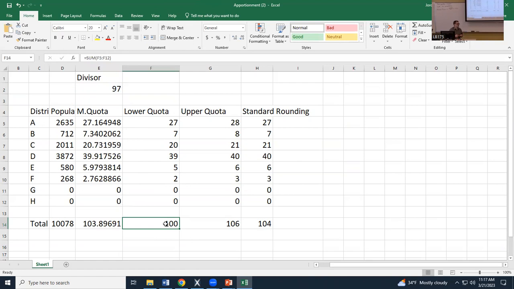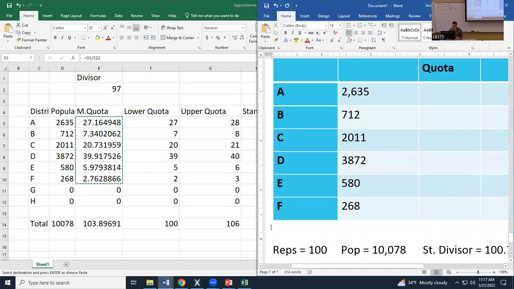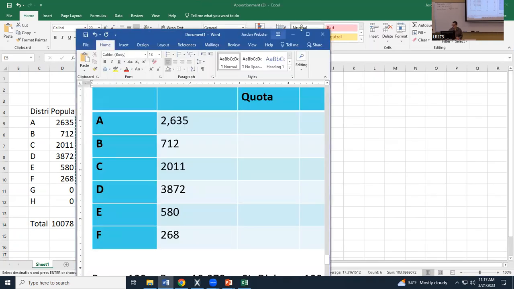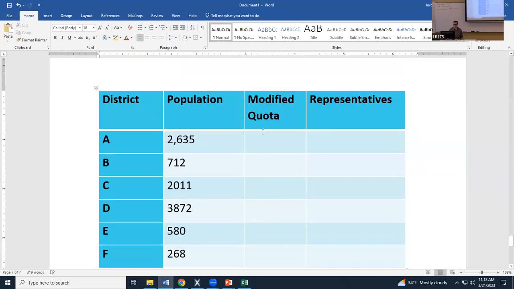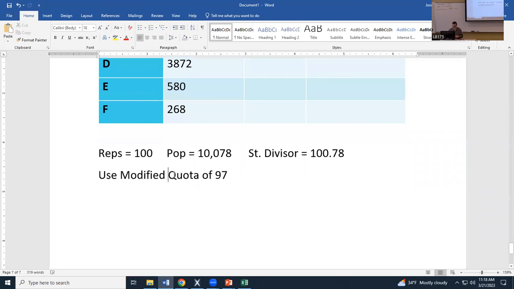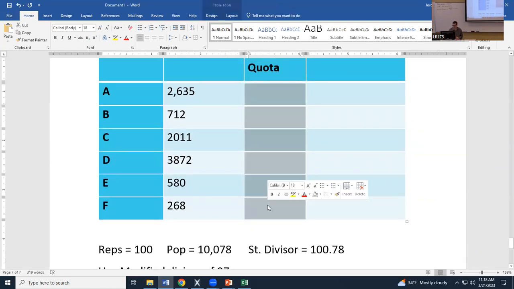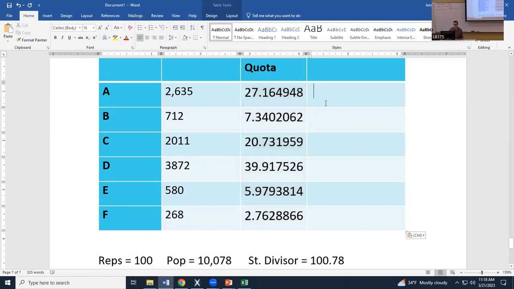Notice how quick of a process that was. All right, using technology. So what I'm going to do, see if I can copy paste these numbers. I don't know yet if I can or not. So what I do is I say, we're going to use a modified divisor of 97. That'll give me the modified quotas. Sorry. There you go. I've used 97.